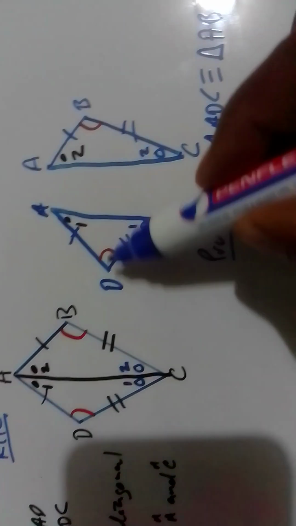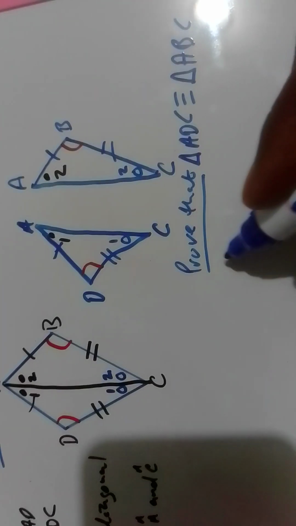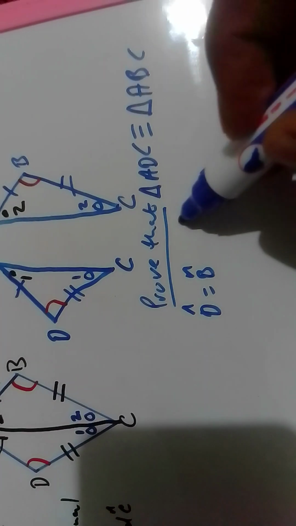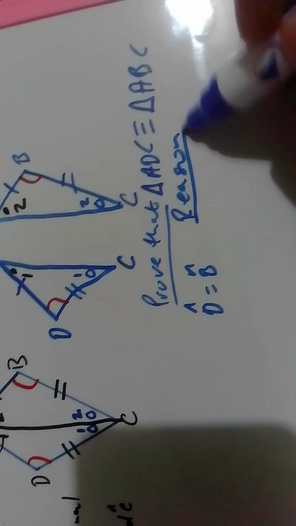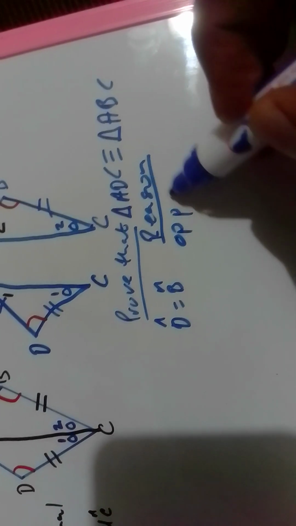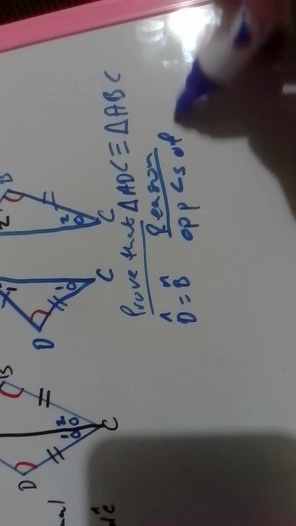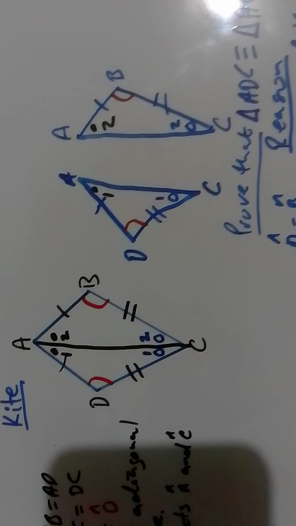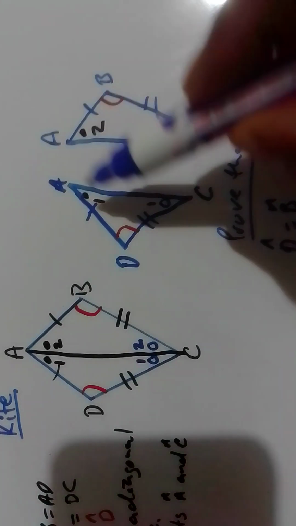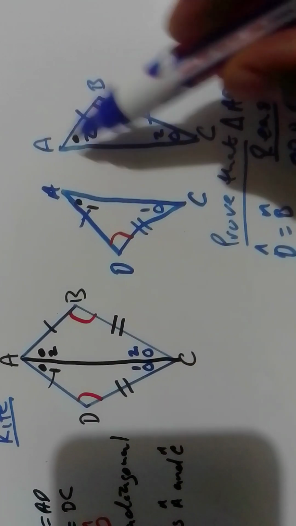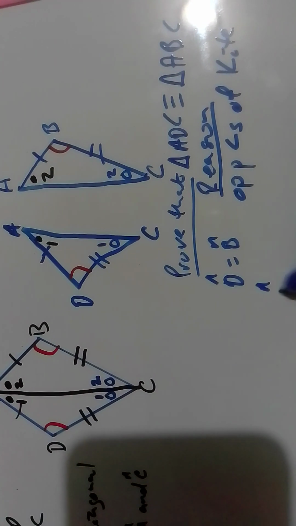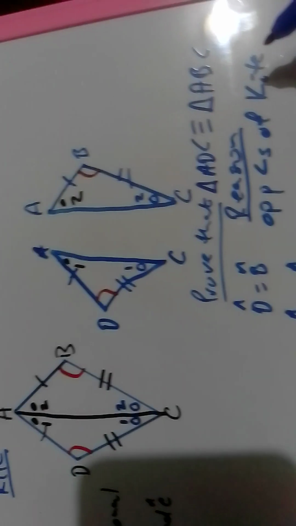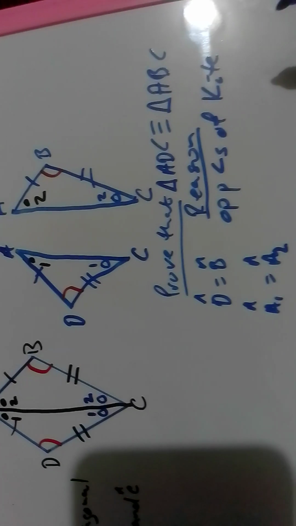I will say this: angle D is equal to angle B. And then they want a reason. Why am I saying that? Then I say opposite angles of a kite. That's reason number one. Number two, what do I talk about? Now I'm going to talk about angle A1 being equal to angle A2. So I say angle A1 is equal to angle A2, right? And what will be the reason?